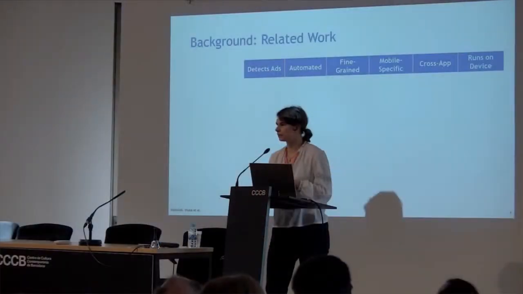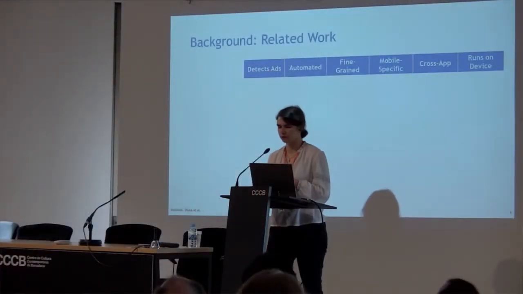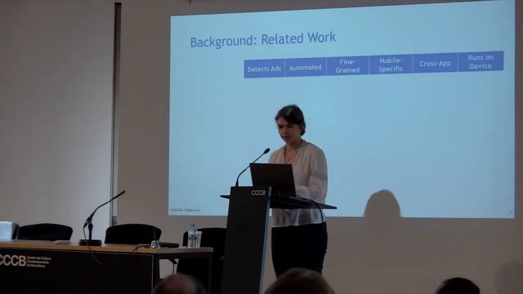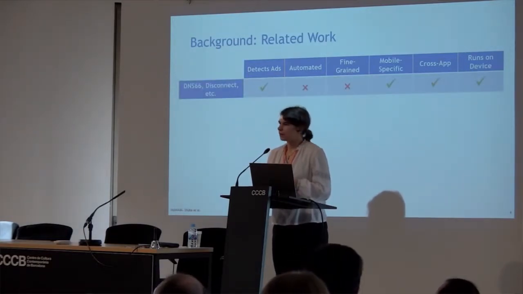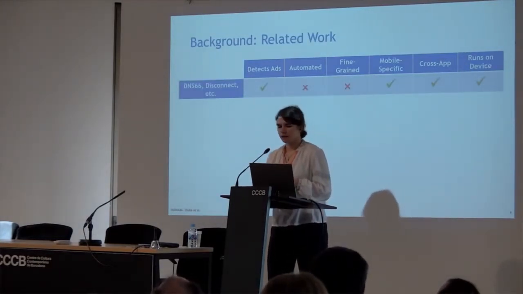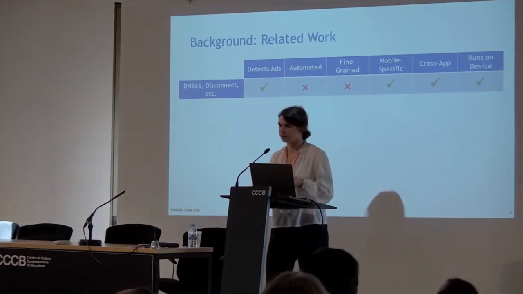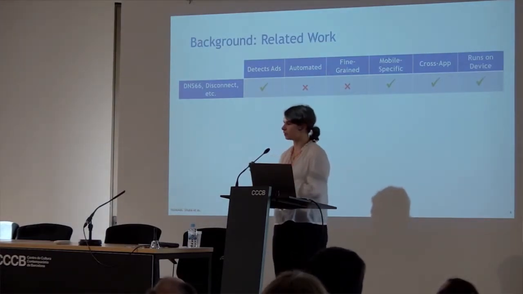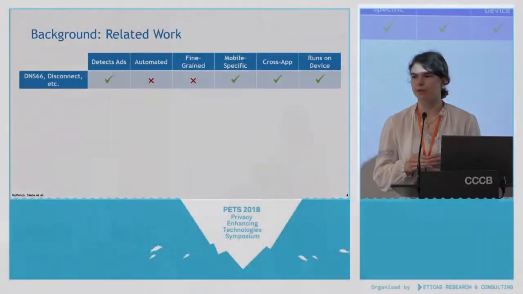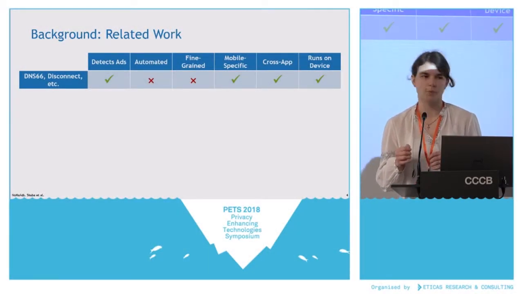On the mobile devices side, things are even less explored. In this slide, I will review the most closely related work. There's more details in the paper about them. There are some apps, such as DNS66 and Disconnect, that also block ads based on a list. So they're not automated. They just follow a list. And they're actually less fine-grained than EasyList, because EasyList blocks based on URLs, and these lists typically block based on hosts and domain names.